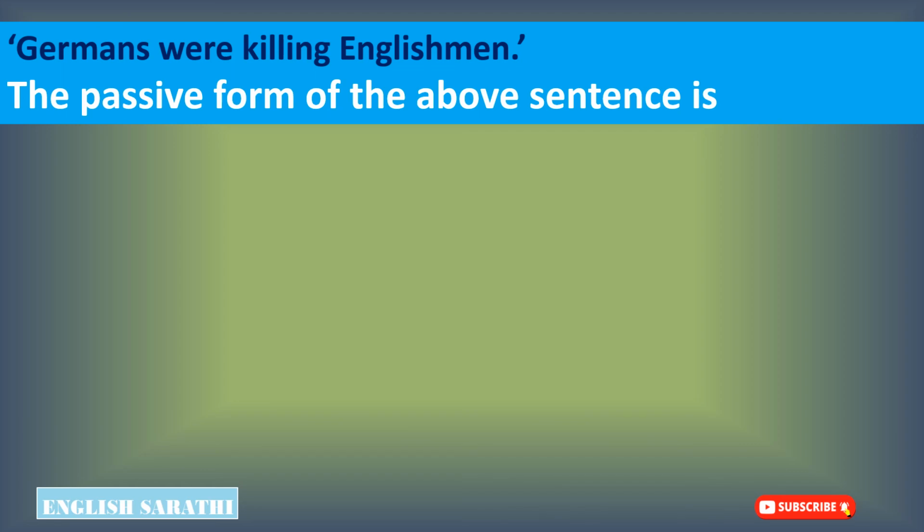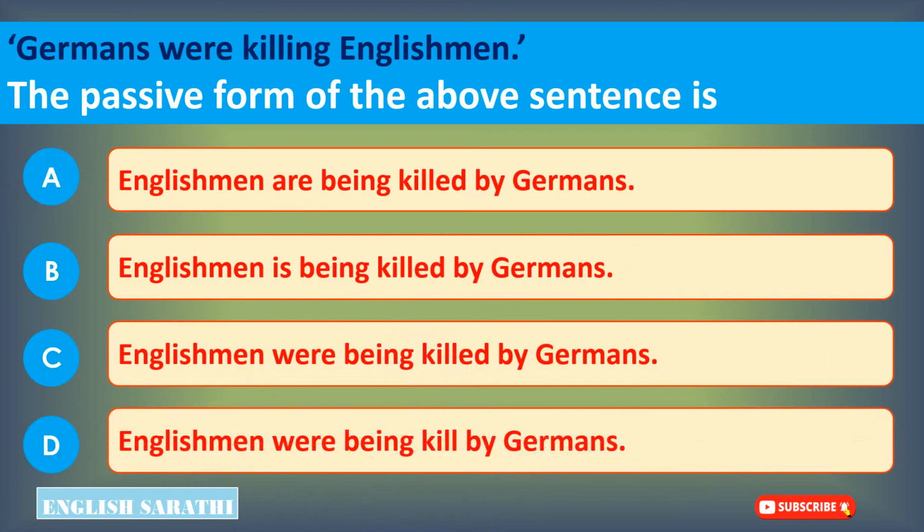Germans were killing Englishmen. The passive form of the above sentence is. Look at the following options. Option A. Englishmen are being killed by Germans. Option B. Englishman is being killed by Germans. Option C. Englishmen were being killed by Germans. Option D. Englishmen were being killed by Germans. The correct answer is option C. Englishmen were being killed by Germans.